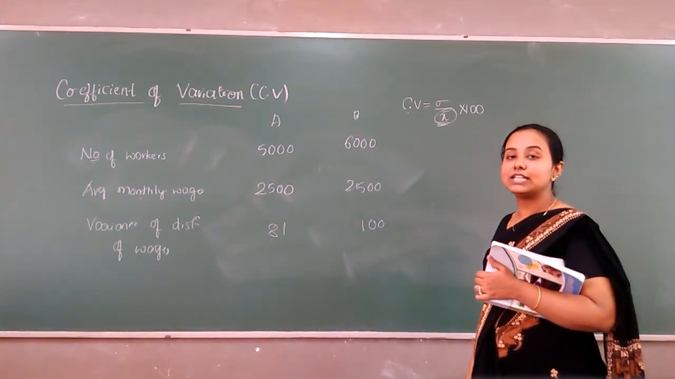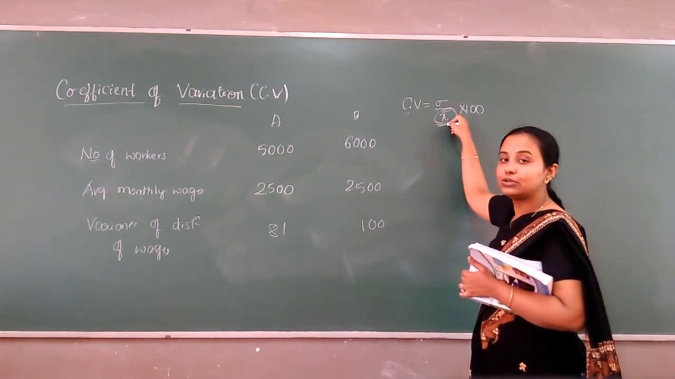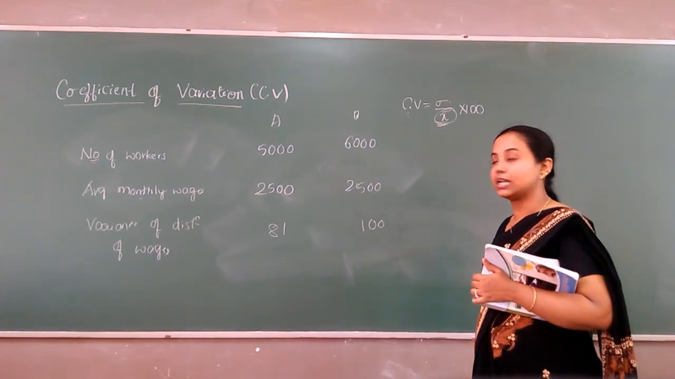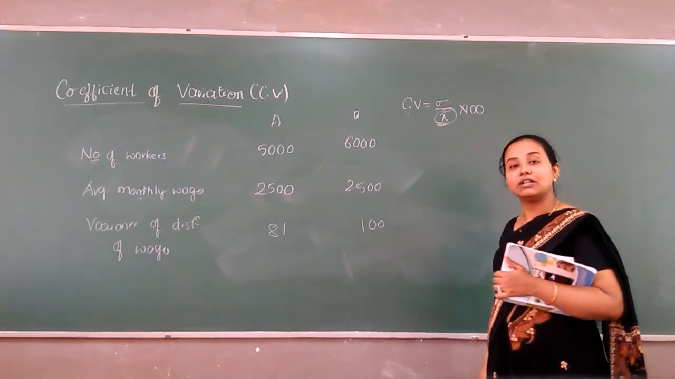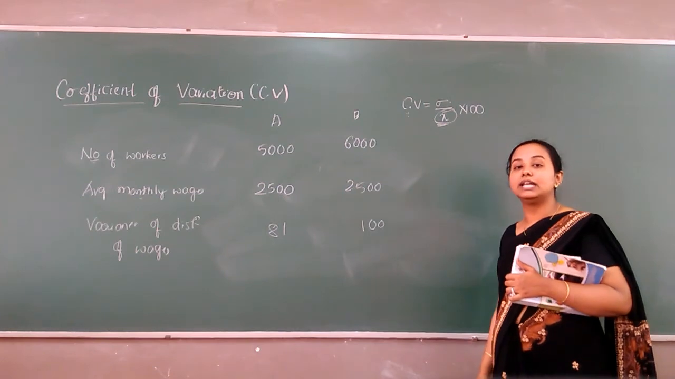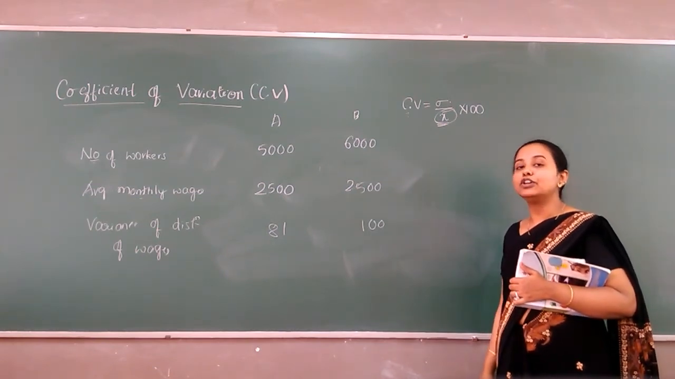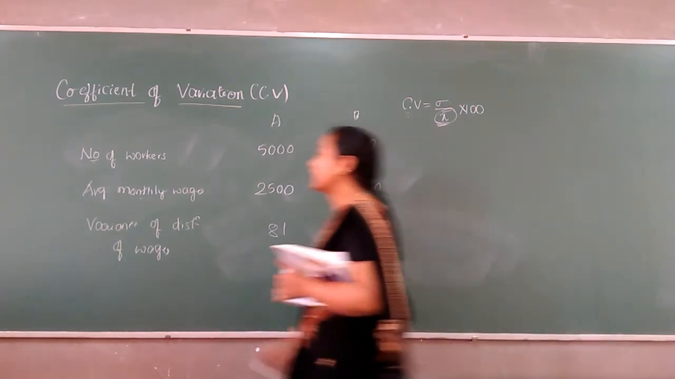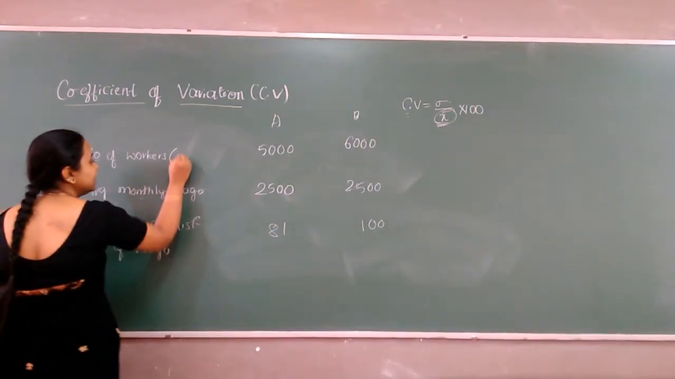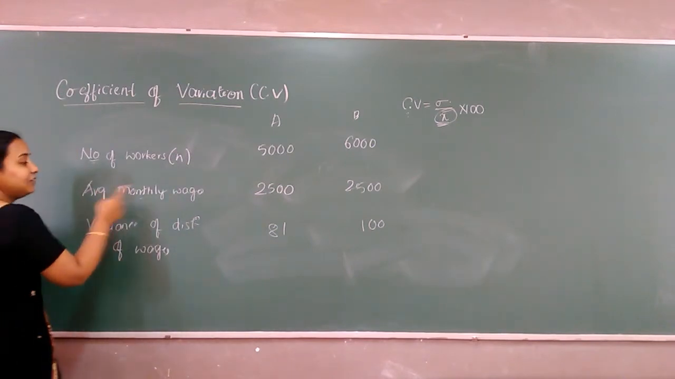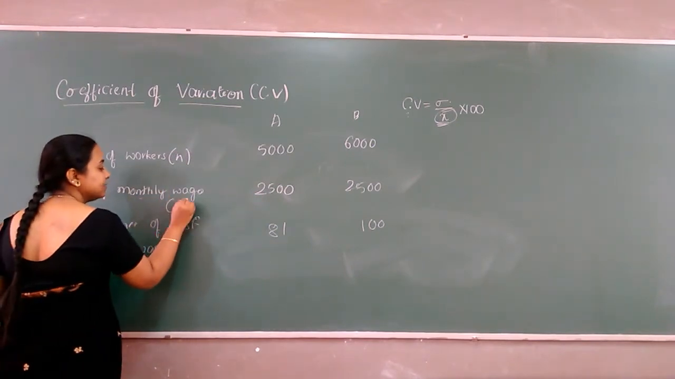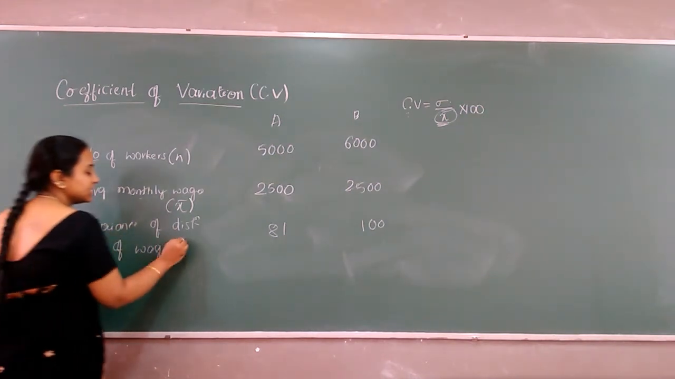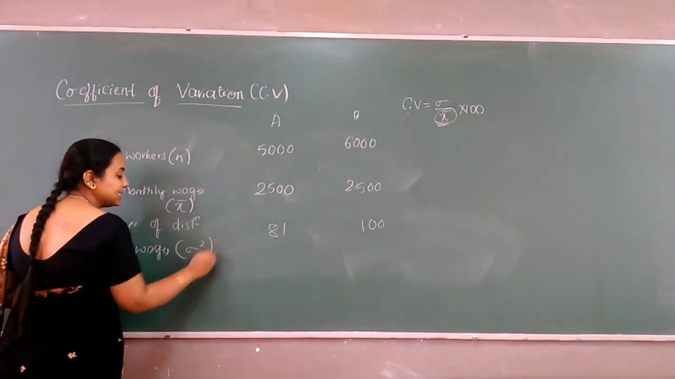If the mean is not the same, you will substitute the values, find the CV and then come to a conclusion. Now in our given data, whatever is given is in the form of wording. Let us write it in terms of notation so that we easily get an idea. Number of workers is nothing but N. Average monthly wages is nothing but X bar.